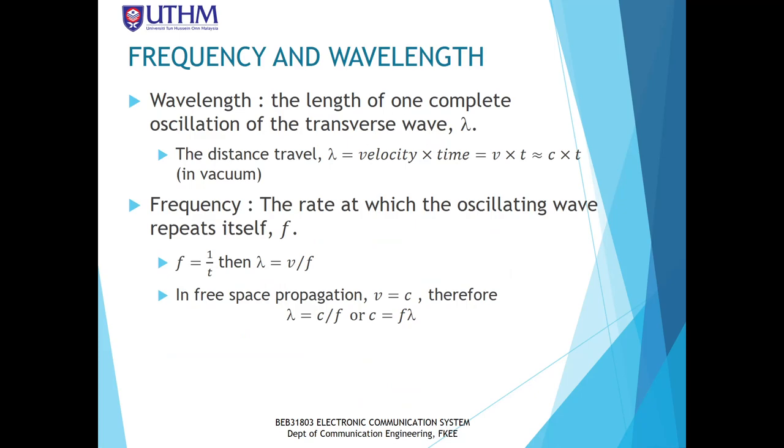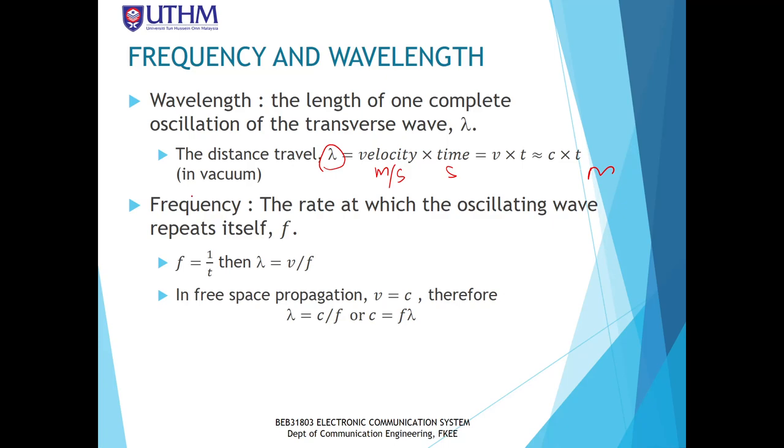And then frequency and wavelength. The wavelength, lambda, is the length of one complete oscillation of a transverse wave. So wavelength menggambarkan jarak perambatan gelombang. It describes the distance that the wave has traveled in one complete cycle. Berapa jauh gelombang itu telah bergerak untuk satu complete cycle. So the distance traveled by the wave is described by the parameter lambda, which is equal to velocity multiplied by time. Remember that velocity in meters per second multiplied by seconds will give you the value in terms of meters.